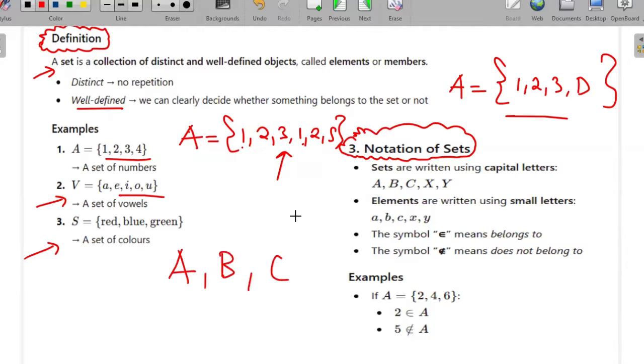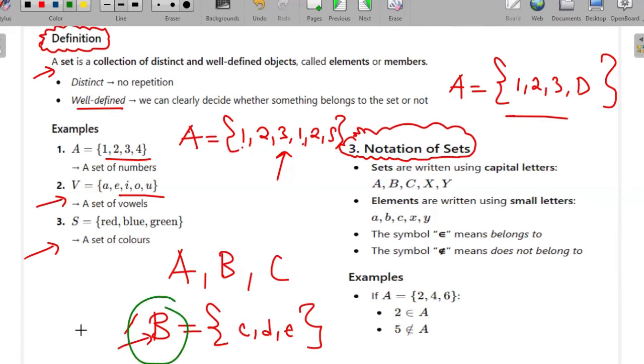And then the elements that are inside that set, if we are talking about numbers anyway, are going to be described by small letters. So we can say set B has maybe C, D, and then E. You can see that the letter representing the set B is a capital letter, and the ones inside are small letters. So the elements will be small letters, and the capital letters will represent the set.